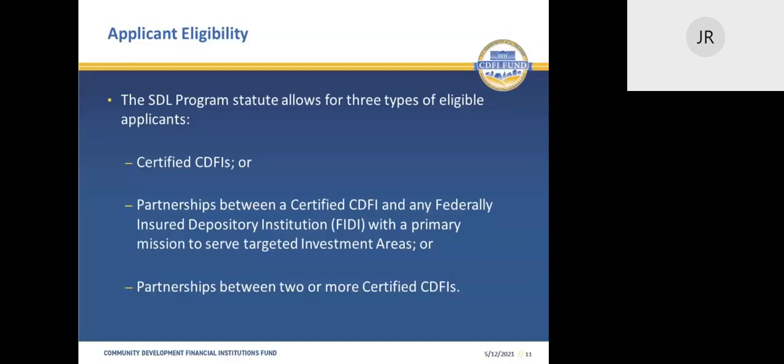Sure. So if you're looking at your screen now, this actually is perfect because this talks about applicant eligibility. So the statute allows for three types of applicants. Again, certified CDFIs applying individually, or partnerships between a certified CDFI and any federally insured depository institution, or partnerships between two or more certified CDFIs. Joan, if you can go back a couple of slides to talk about the statutory requirements.